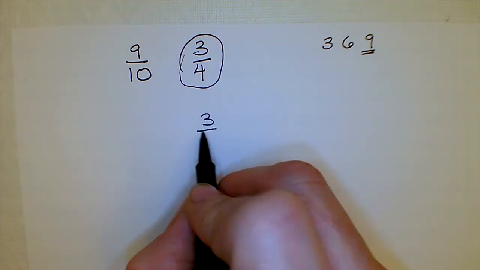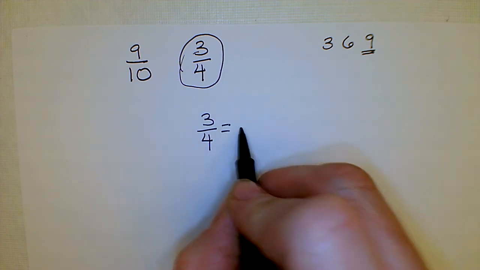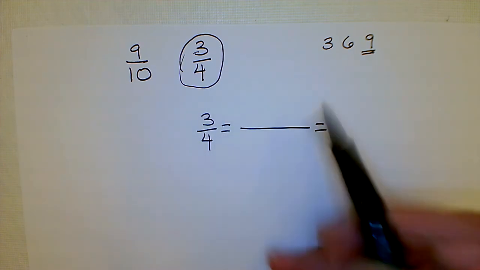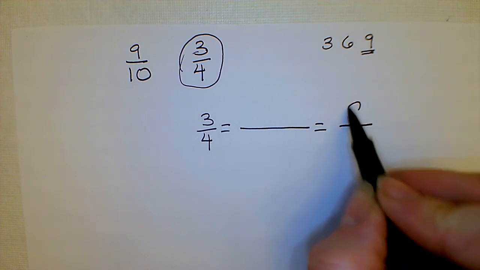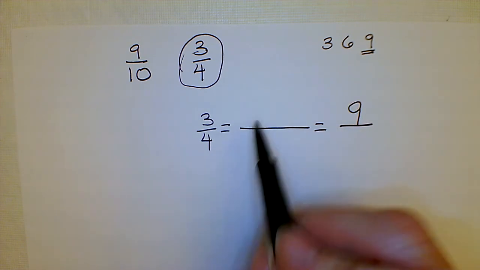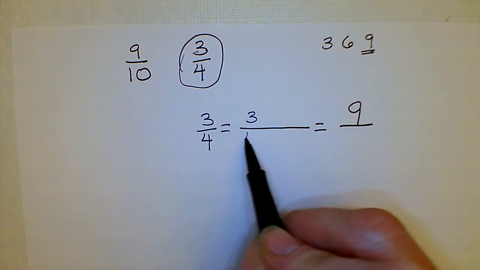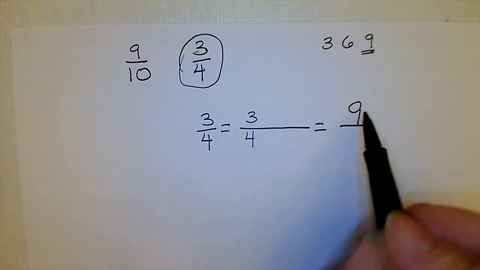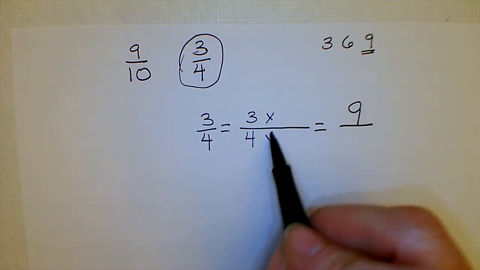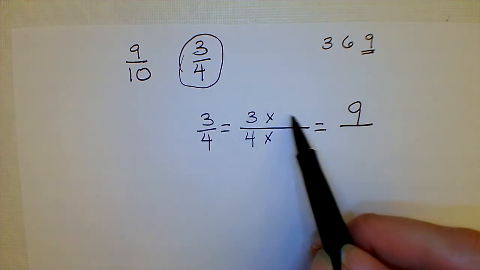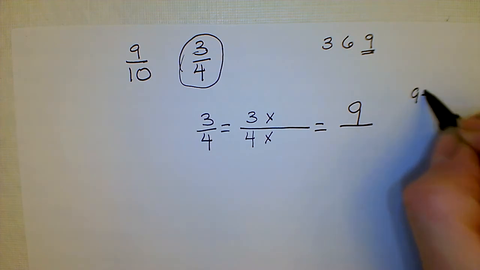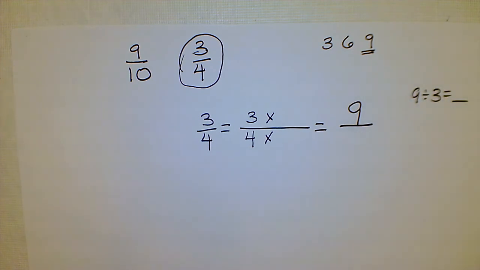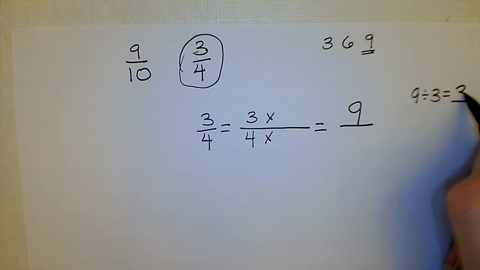So let's take that 3/4 and let's show what we're going to do. So again, I want to turn my 3 into a 9. And so I need to show what I started with, my original equation. I'm going bigger, so I'm multiplying. And I can say 3 times what number gets me to 9? Or again, 9 divided by 3 is going to give me that number I'm looking for. And that's going to be a 3.